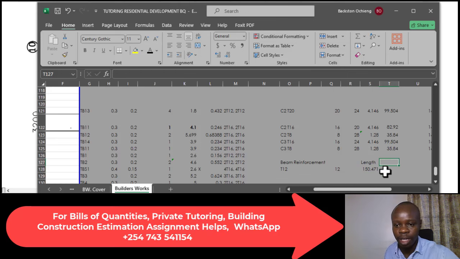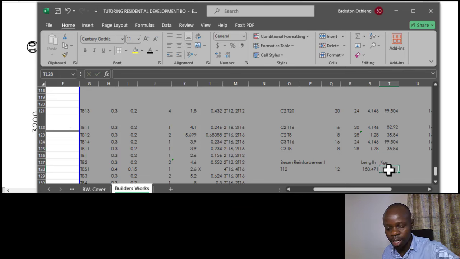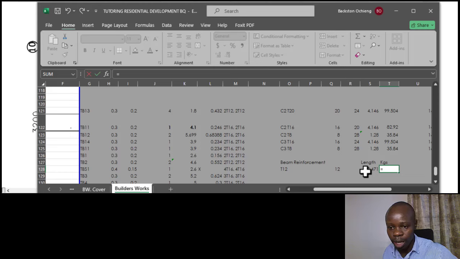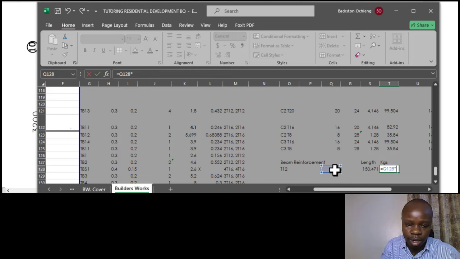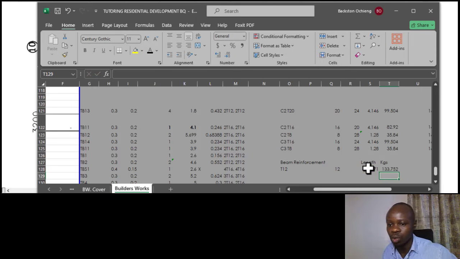Because this is now just going to be the kgs, and for the kgs, what you do, kgs is equal to diameter squared, okay, diameter is 12 times another 12, and then you multiply by total length, then you divide by 162. Okay, so that is pretty easy.